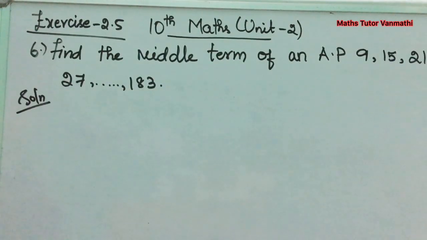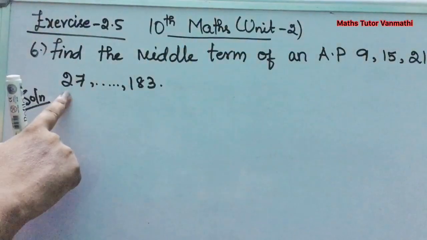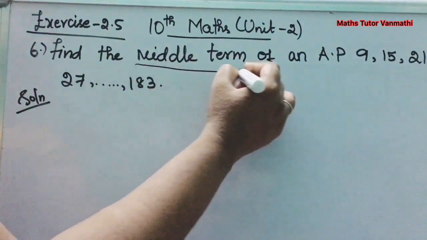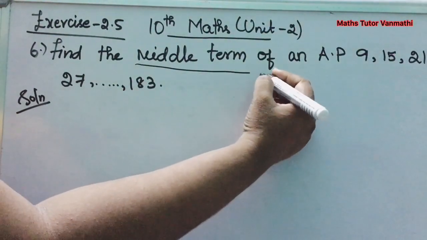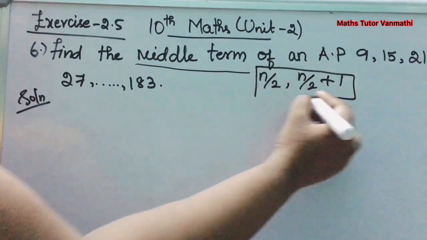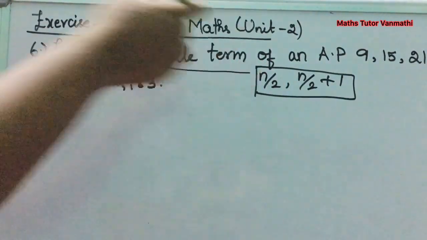Exercise 2.5, sixth problem. Find the middle term of an AP 9, 15, 21, 27, etc., 183. They have given the arithmetic progression sequence as 9, 15, 21, 27, etc., 183, and they are asking us to find the middle term of this sequence. What is the middle term format? It is n by 2 and n by 2 plus 1. To find the middle term, we are going to use this. For this, we need the nth term, we need n first, then only we can find this value.